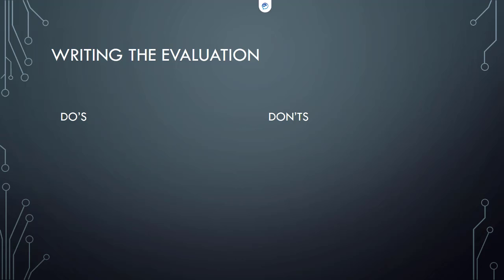So when you're writing the evaluation, here are a few do's and don'ts, just some things to keep in mind. Be honest. Give these folks honest feedback. If there are areas of improvement, mention those areas of improvement. You can have an area of improvement without making a given section a needs improvement. We can do our jobs, but there's always room for improvement.